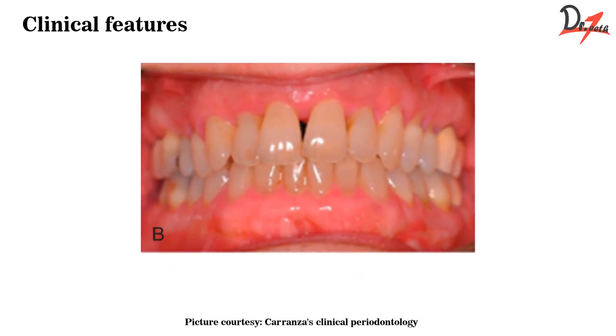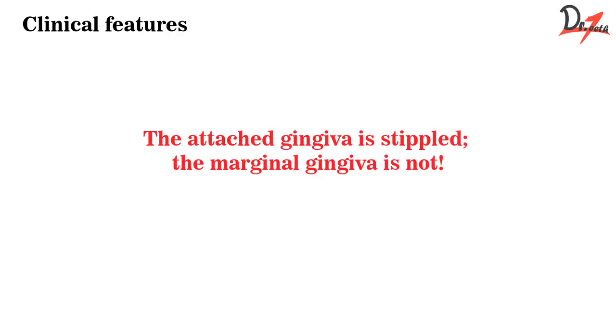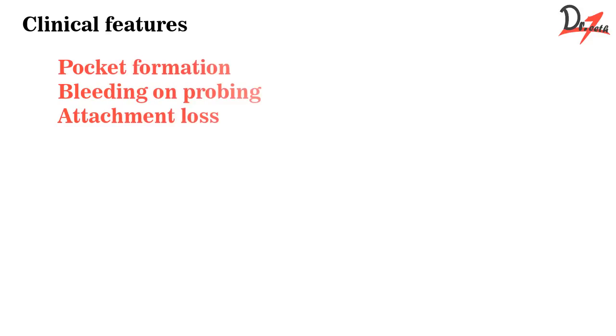Now, coming to the clinical features. Obviously, you will find that there is plaque and calculus. The gingiva will be red, swollen, and there will be loss of stippling. Now, what is stippling? This is the orange peel appearance when you dry the gingiva with cotton. But if you dry the gingiva with cotton and you don't find that orange peel appearance, that means stippling is absent. So in disease, we have stippling absent. When the gingiva is normal, stippling is present. Keep that in mind. There will be pocket formation, bleeding on probing, attachment loss, everything I've told you before.